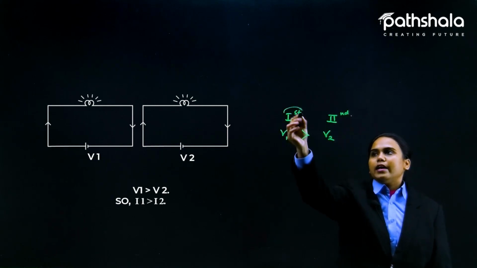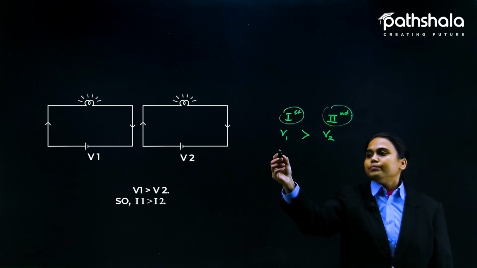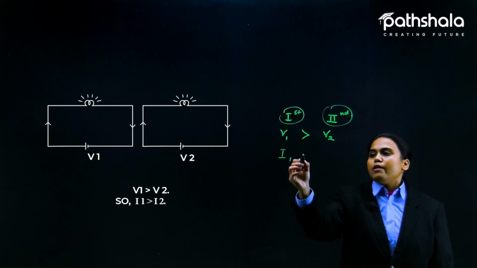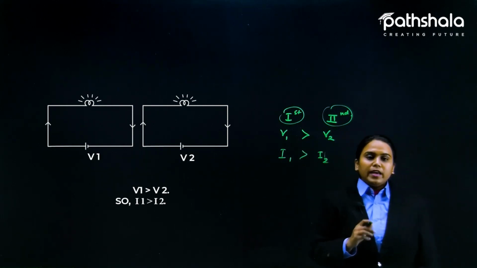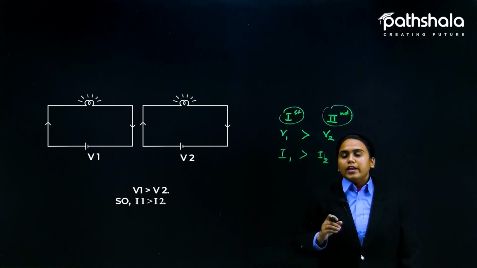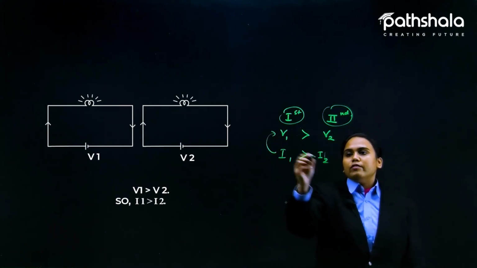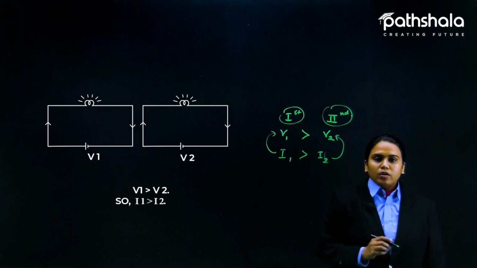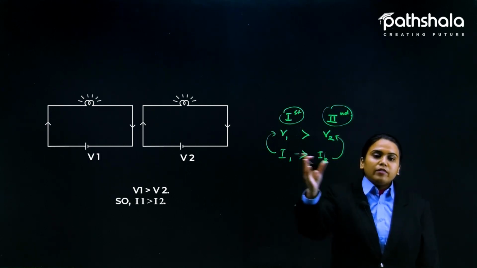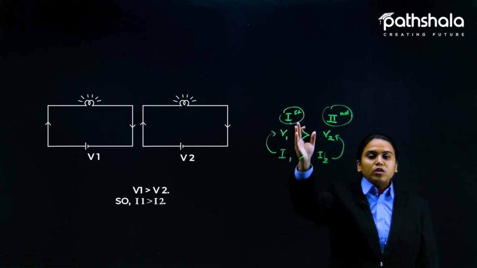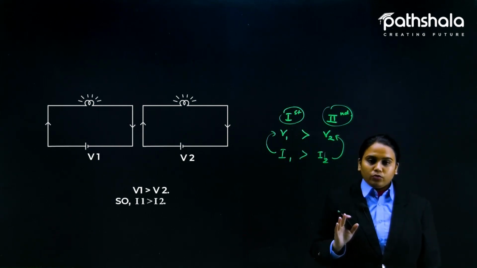I'm writing here like this so that you people can understand. So here the current I1 and I2 is flowing in both cases, that you can elaborate that I1 is related to V1 and I2 is related to V2. Fine. Now, can you people tell me which one is greater, I1 or I2? Yes, of course I1, because V1 is greater compared to V2.